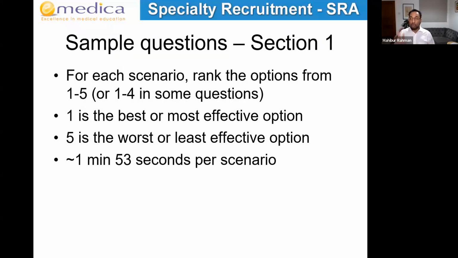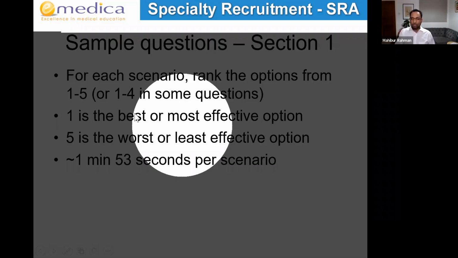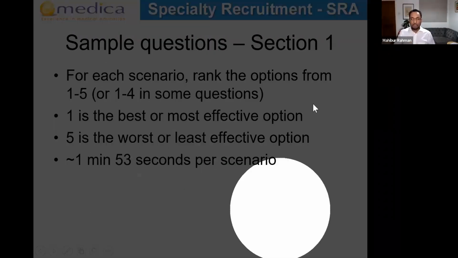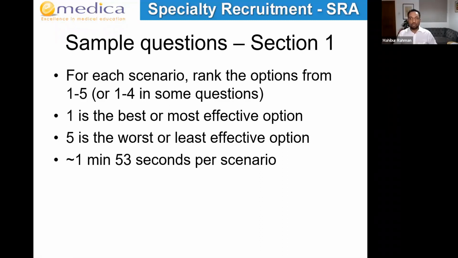So in section 1, most questions will have 5 options. There may be the odd question with 4 options, okay? And so if there's 5 options, you rank them best to worst. 1 is the best or most effective option. 5 is the worst or least effective option. And what you do on the day of the exam is you actually drag. So let's say you'll have 1, 2, 3, 4, 5 here. You have options here. You drag them into the right order, 1, 2, 3, 4, 5. You therefore can't put B and C joint second. It won't allow you to rank things equally. Everything has to be given a separate rank.